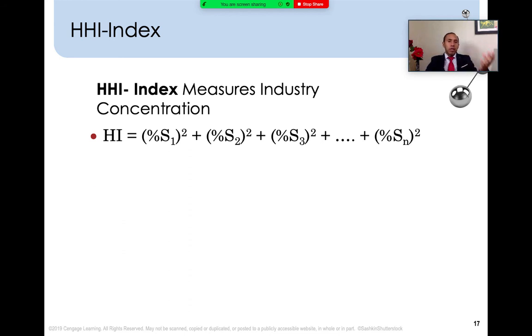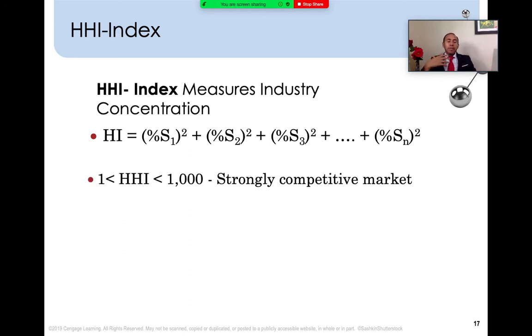So for simplicity, you can just use the whole numbers. You can just square the market share in whole numbers. Market share of firm 1, 20%. Market share of firm 2, 30%. Market share of firm 3, 20%. Market share of the last firm, another 30%. So then you get a specific value.